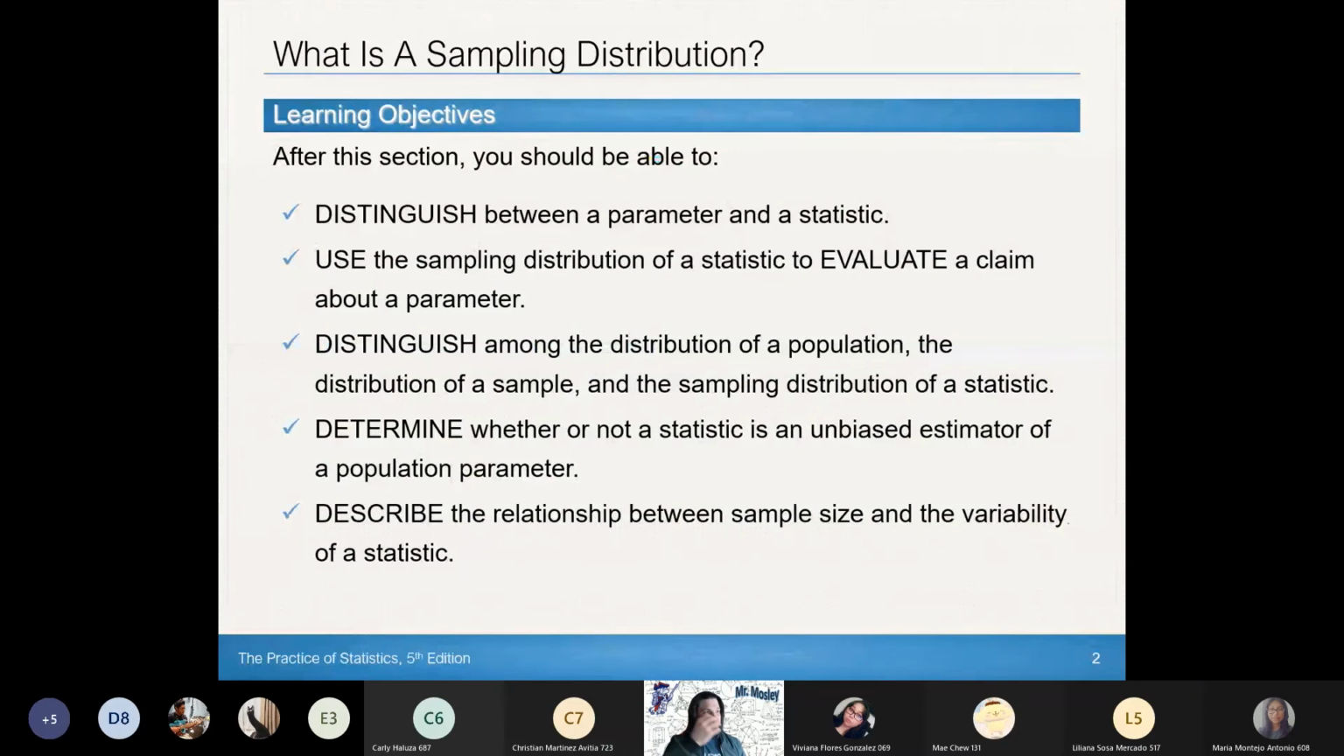In this lesson, we're going to learn how to distinguish between a parameter and a statistic. We're going to use the sampling distribution of a statistic to evaluate a claim about a parameter. We're going to distinguish among the distribution of a population, the distribution of a sample, and the sampling distribution of a statistic. We're going to determine whether or not a statistic is an unbiased estimator of a population parameter, and we will describe the relationship between the sample size and the variability of a statistic. So that's the goal for today.